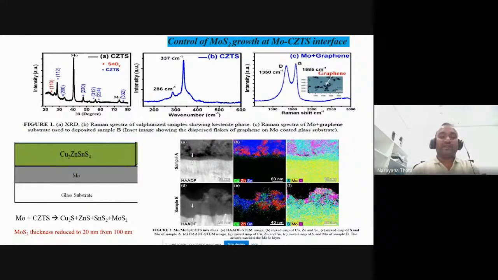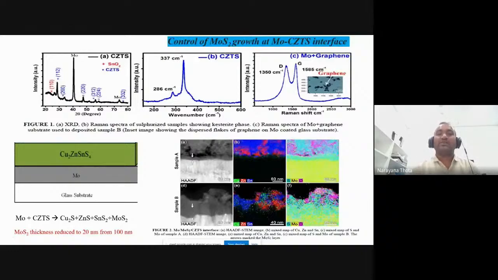Above 500 degrees, the material will dissociate, and the sulfur reacts with the molybdenum. Thereby molybdenum sulfide forms at the interface. Many researchers have reported this unwanted MoS2 forming at the interface, and this interface creates problems for the device.